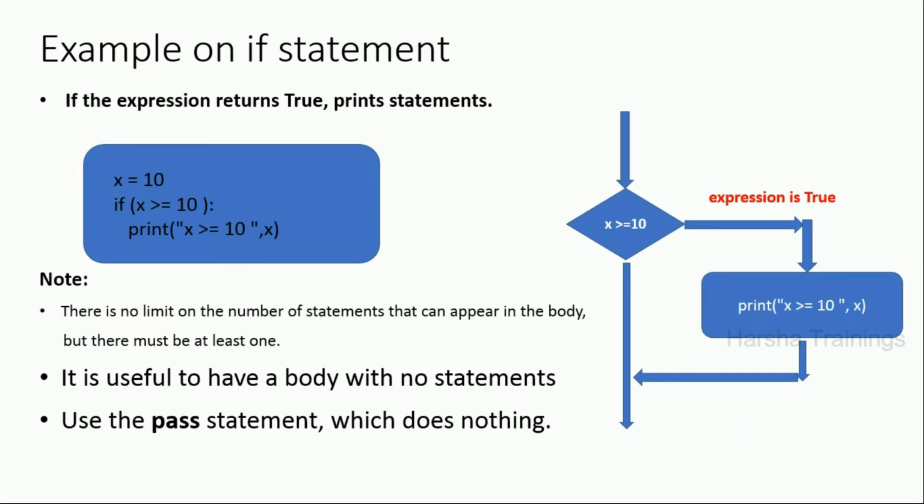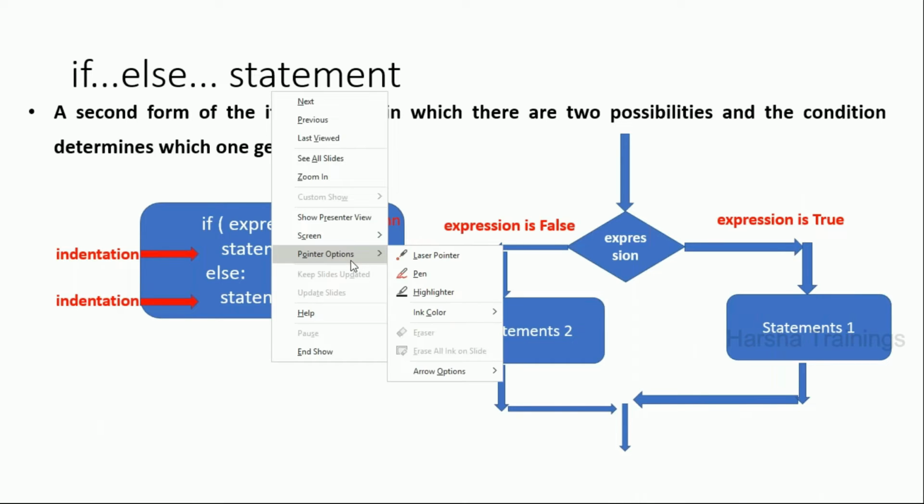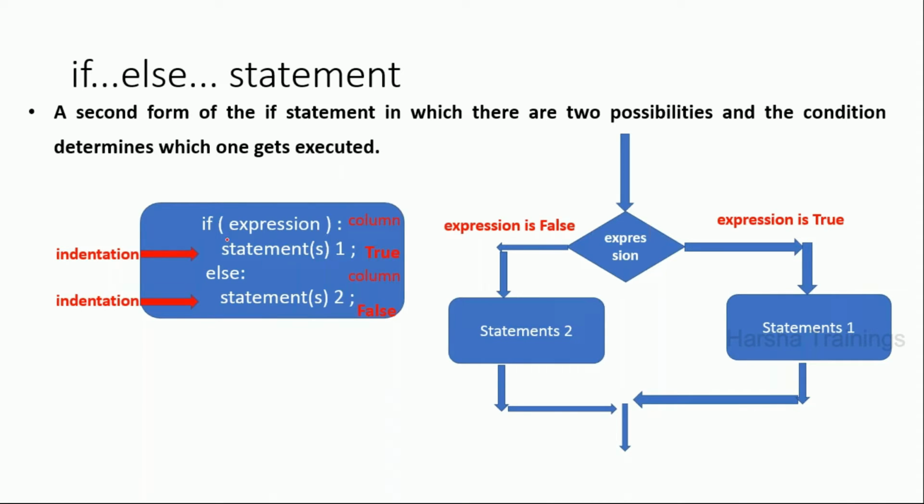Now let me go for two conditions. For example, if I have two or more conditions, look at here the syntax. If the expression returns true, I'm going to execute statements 1. If this expression returns false, it will go to the else statement and execute that block of statements. Here we are checking two conditions. If the expression becomes true, I'm executing set of statements 1. If false, I'm executing set of statements 2.